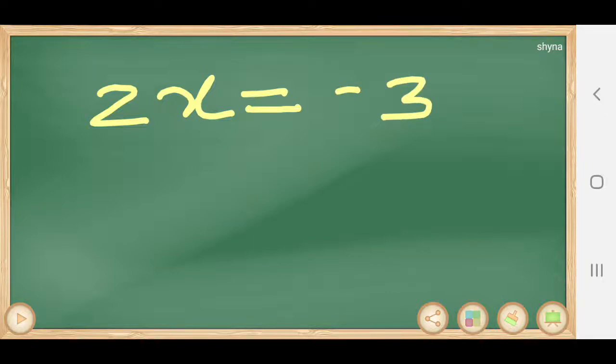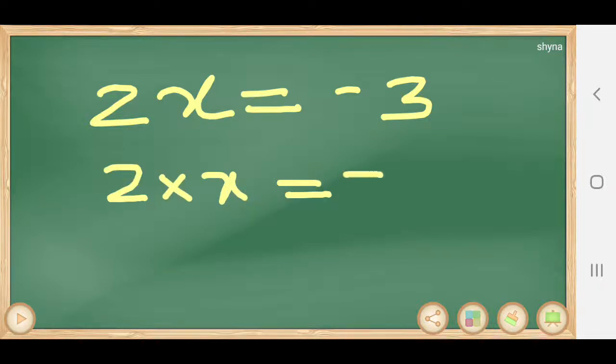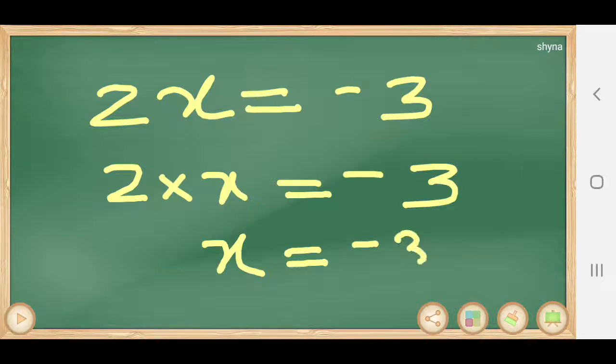Actually 2x means 2 into x. 2 into x equal to minus 3. Here 2 into means multiplication. I have to find the value of x only. Then x, in LHS, no change for that. But here minus 3 in RHS. Now we have to change.